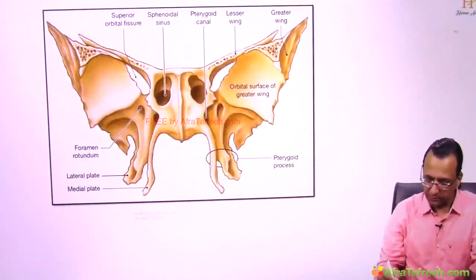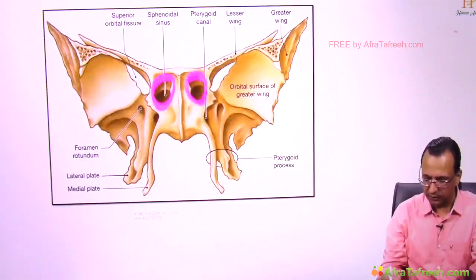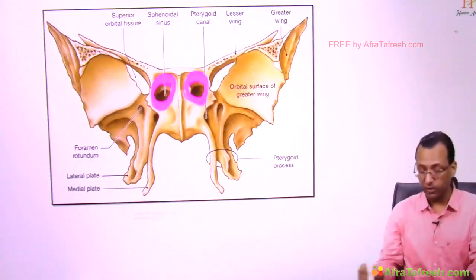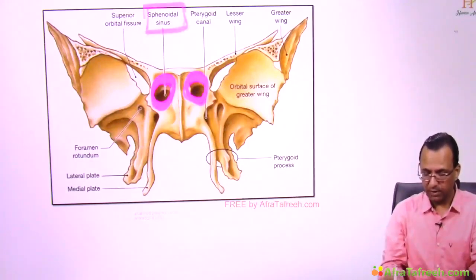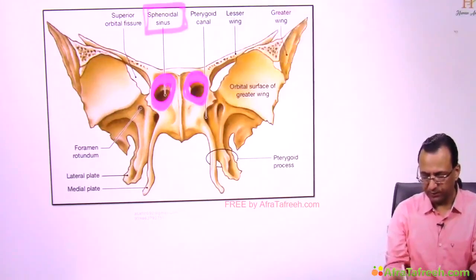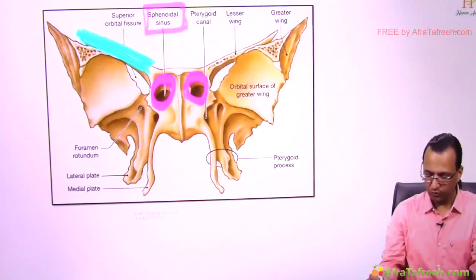You see, this is the sphenoid air sinus. Sphenoid air sinus means the sphenoid bone is a pneumatic bone. Yes, it is a pneumatic bone. Then you remember that the lesser wing of sphenoid forms the roof of the orbit.